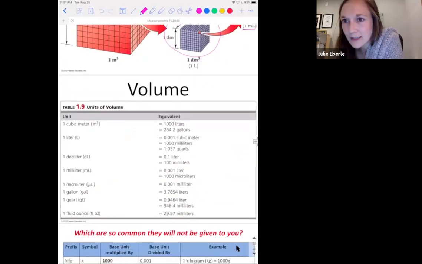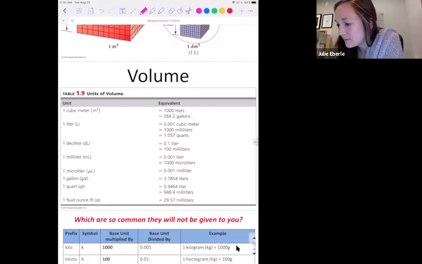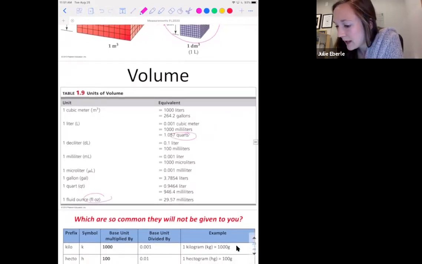And then here's that same table for volume in your textbook, okay? Lots of different equivalents for you to use as you work problems. It's got quarts on there. It's got fluid ounces on there, gallons. If you need an equivalent for gallons, it's got gallons, so on and so forth.